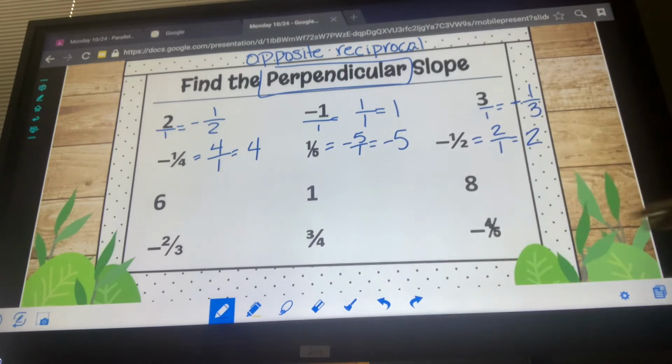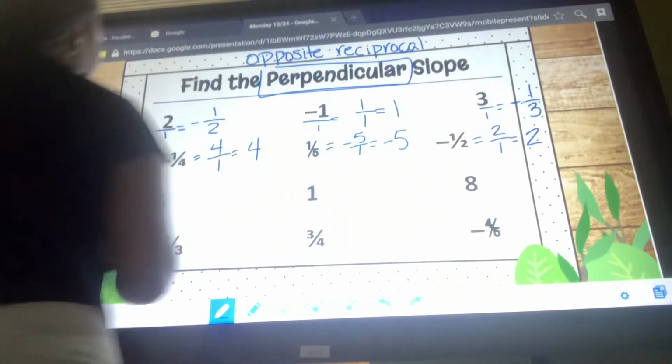You can finish up the other ones. Pause the video, see if you can do the other ones, and then check to see if you got it right. I'm going to go on and finish them up right quick.